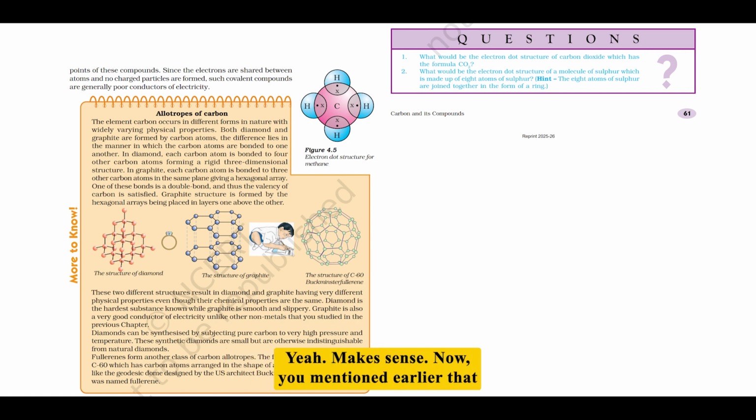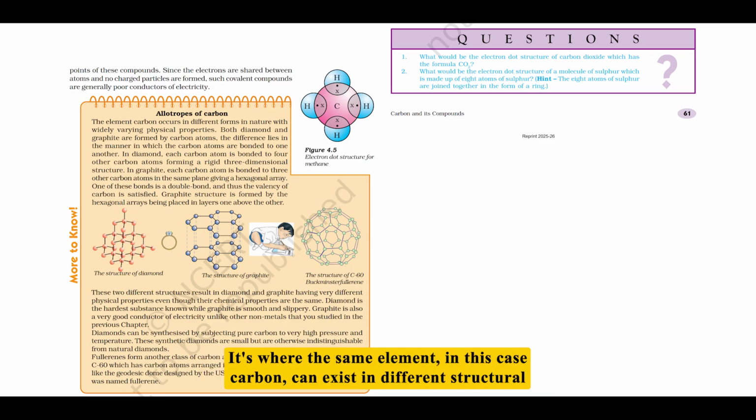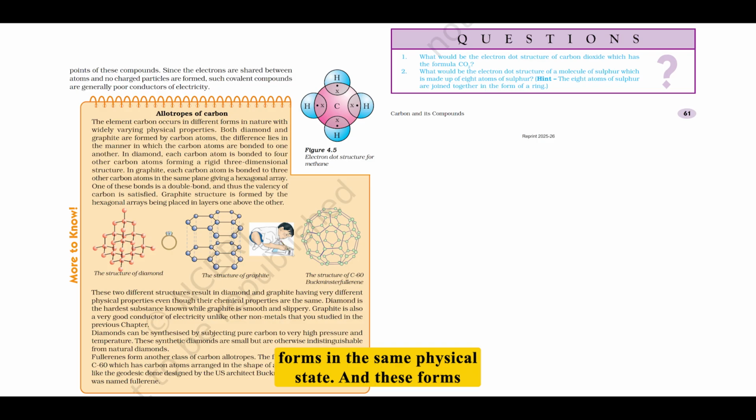Yeah. Makes sense. Now, you mentioned earlier that carbon exists in different forms, like diamond and graphite. Yes. Now things get even more interesting. This phenomenon is called allotropy. It's where the same element, in this case carbon, can exist in different structural forms in the same physical state, and these forms have distinctly different physical properties, even though chemically they are still just carbon.